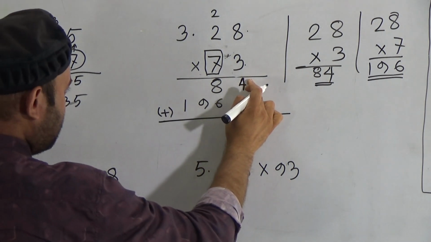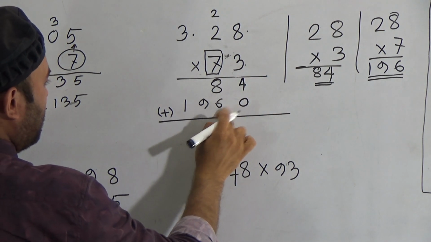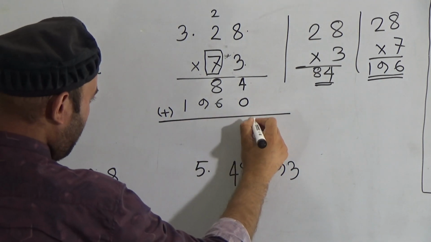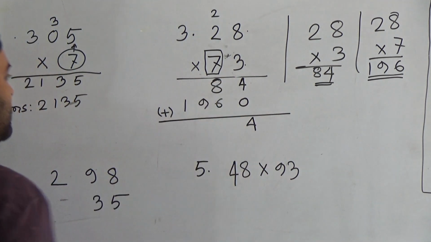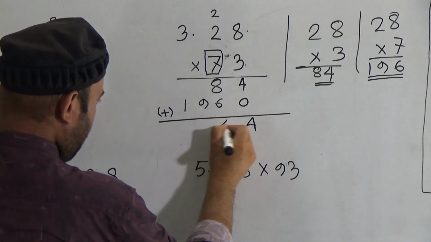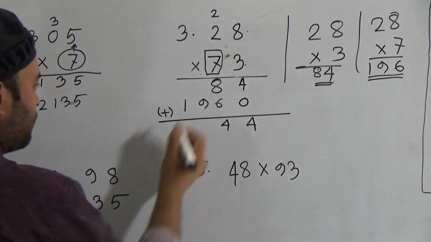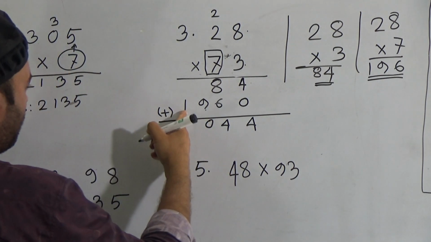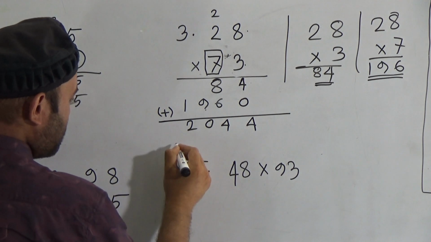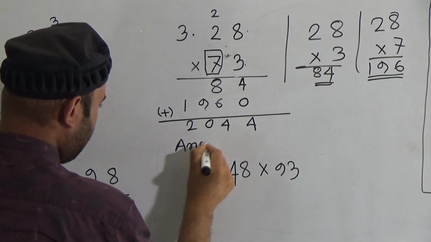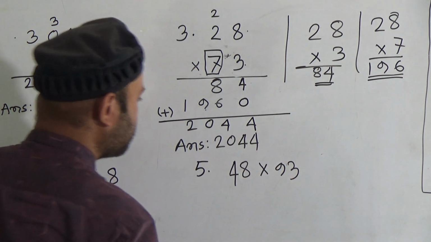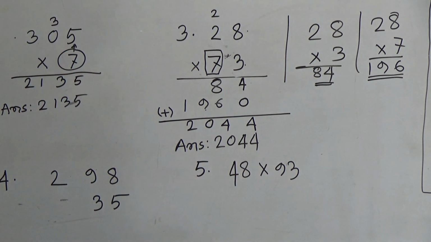You have to add 84 and 1960. So 4 and 0, it will be 4, 6 and 8, it will be 14. So here again 4 and there is carry 1, 9 and 1, it will be 10. Here is 0 and carry 1, 1 and 1, it will be 2. So the required answer is 2044. My dear students, hope you understood this one. Now go to next question.